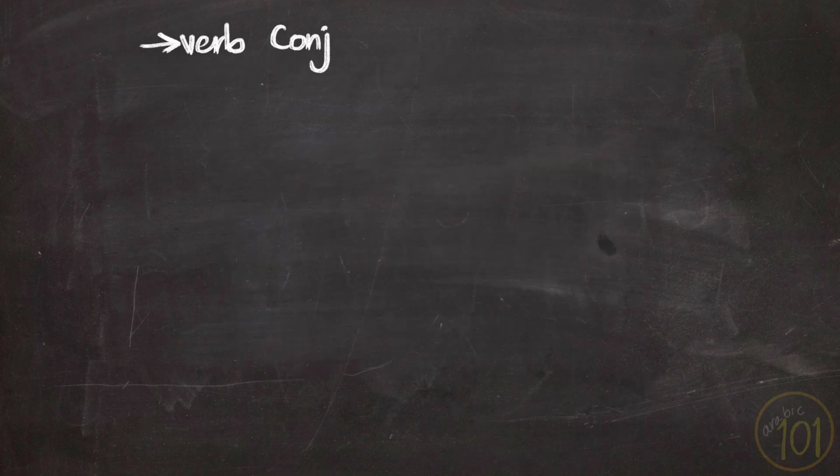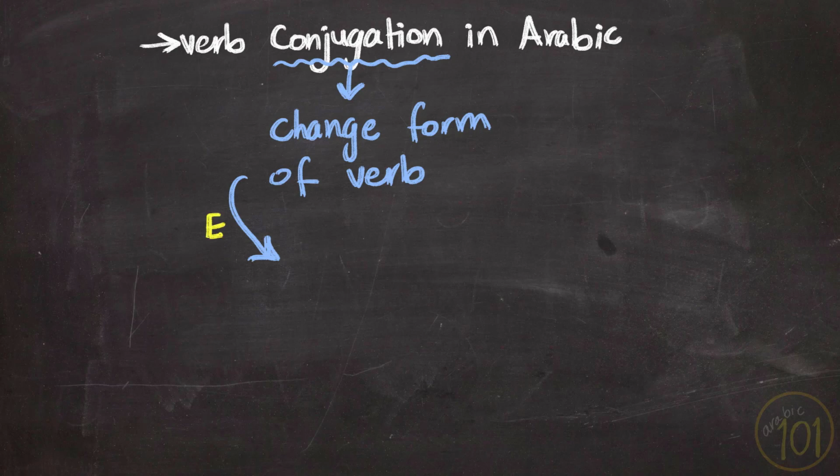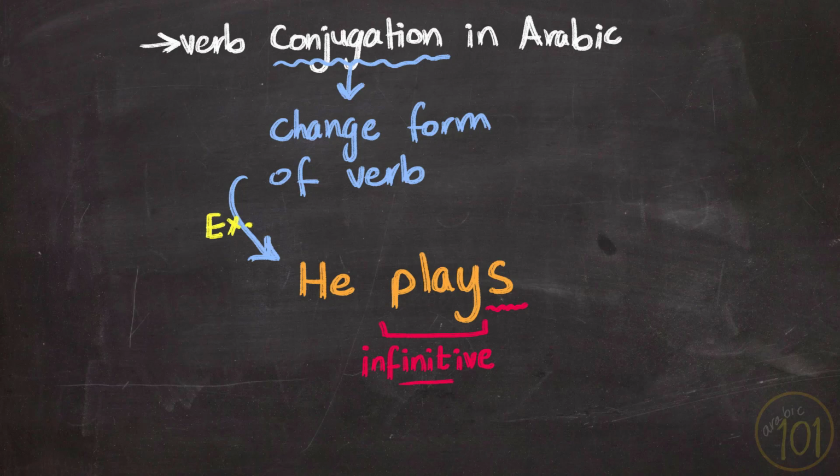Alright, so verb conjugation in Arabic. To conjugate means to change the form of the verb so that it agrees with the pronoun you're using. Like when you say in English, he plays. So we added s to the infinitive of the verb, which in this case is play. And this is essentially conjugating play to agree with the pronoun he.